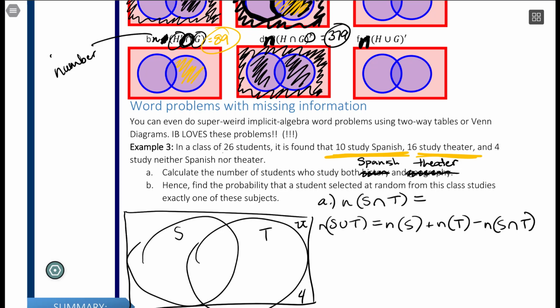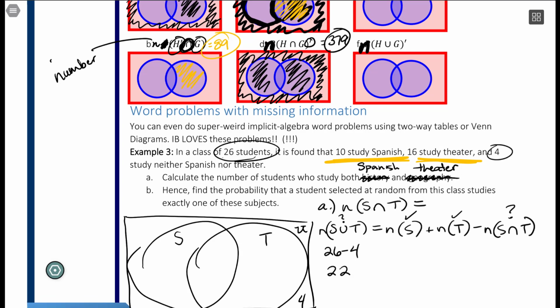Okay, now let's think about what we do know. I do know the number that study Spanish, I know what that is. I also know the number that study theater, I know what that is. The thing I don't know is this one here, this value. And it might seem like I don't know this value either, the number that studies Spanish or theater. We actually do. Just remember, there are 26 students in total. 4 of them study neither of these. So this one is actually really easy. That's just 26 minus 4, because if there are 4 that study neither, the difference, the 22, must study either Spanish or theater, and that's exactly what I want.